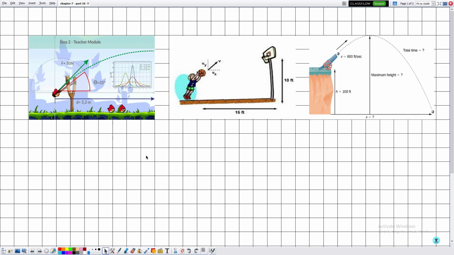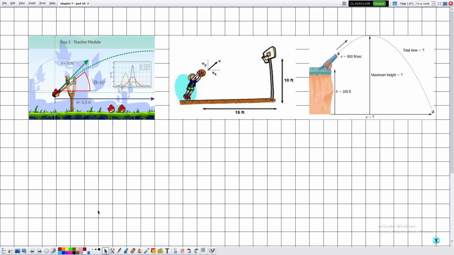Okay, hello everyone. In a new video, we have reached part 10 of chapter 7, which is Newton's second law for grade 11 students. Now in this one, what we are going to do is different, and we will introduce projectile motion, which is the title of section number 10.